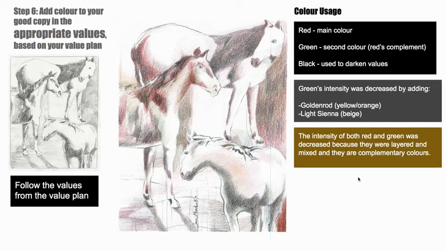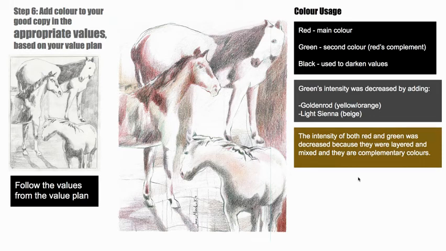Now I decreased green's intensity, it says in that charcoal gray box, by mixing in goldenrod, which is like a yellow orange, and light sienna into it. I also mixed red into it. So in other words, when red and green are mixed, that in turn creates a low intensity version of both those colors. Okay, but I'm saying that I also used goldenrod and light sienna. So there again, you see, it's not that you're just using 2 colors. You can use other colors to desaturate your 2 main colors.